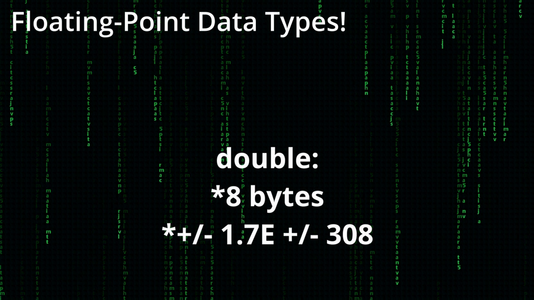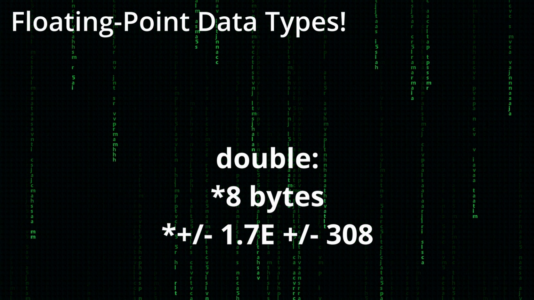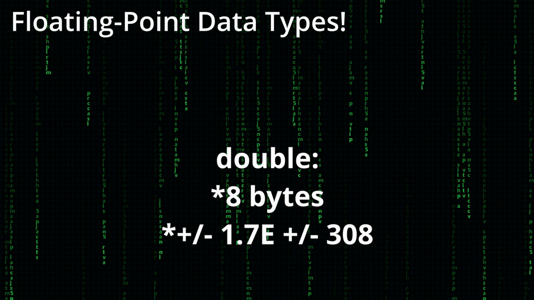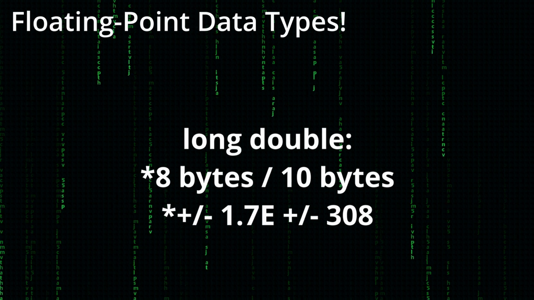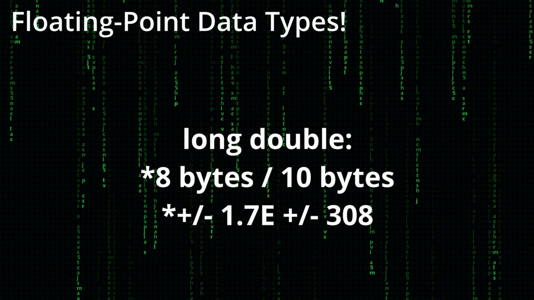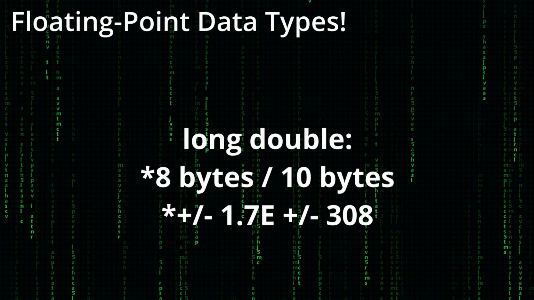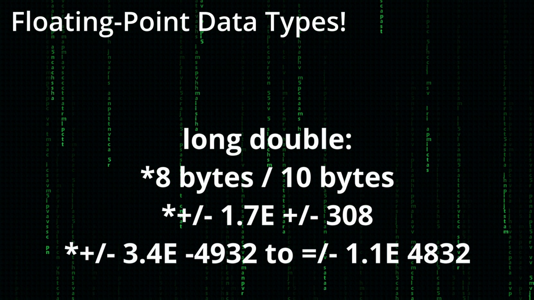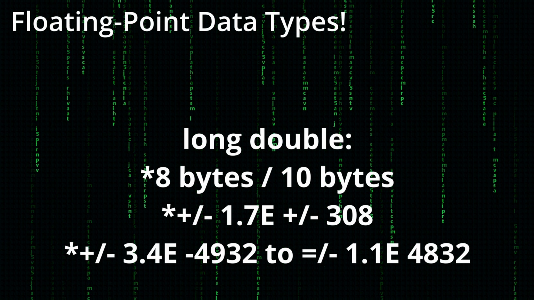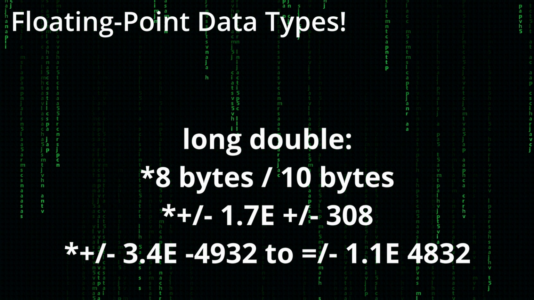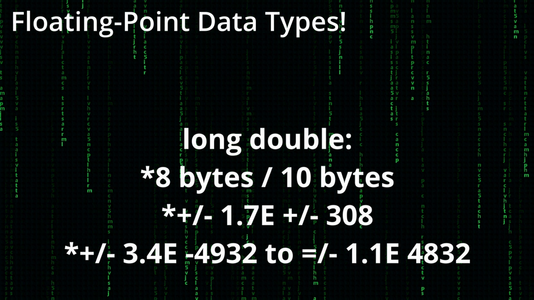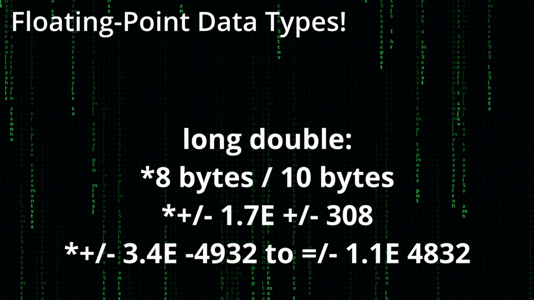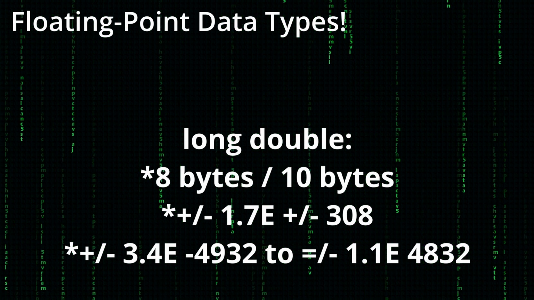Double precision uses 8 bytes, and this is numbers between plus minus 1.7 e negative 308 and plus minus 1.7 e 308. Long double precision uses 8 or 10 bytes, and they use the same range as doubles, so plus minus 1.7 e 308, but they can also go from 3.4 e negative 4932 to plus minus 1.1 e 4832. So you have a really big range with this long double.